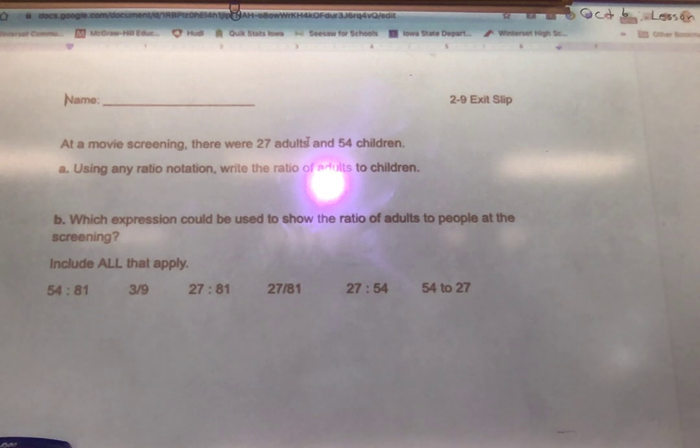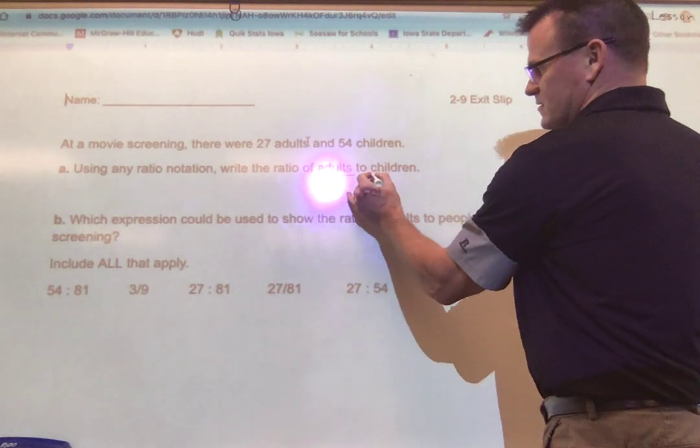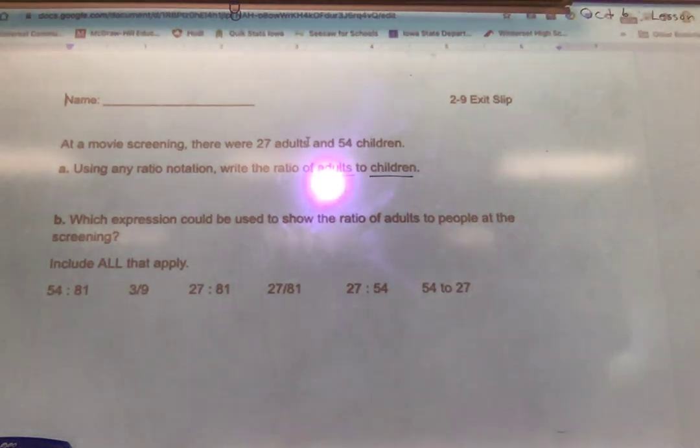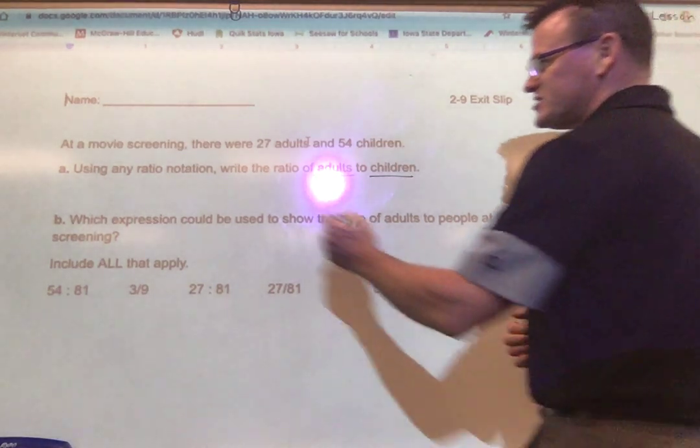So the question today, we have that we're at a movie screening and there were 27 adults and 54 children at this movie. Okay? It says we can use any ratio notation, and we're going to write the ratio of adults to children. So when we're looking at this here, we know that adults to children, we should be thinking part to part. And we can use any ratio notation we would like.